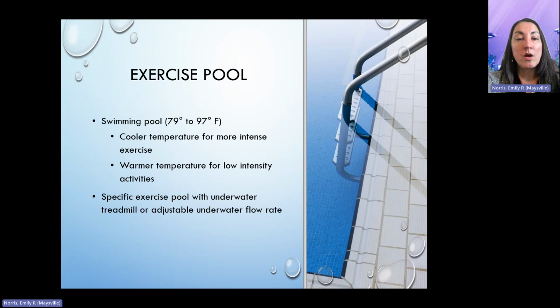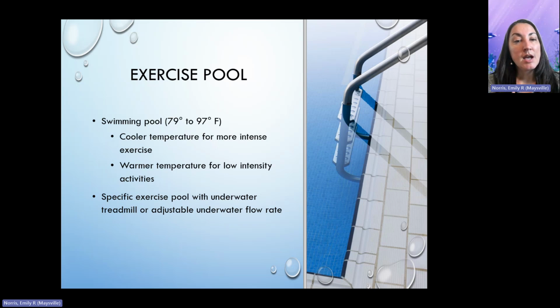With a pool, one of the main things you have to be careful with is the water temperature. So the recommended temperatures are between 79 and 97 degrees Fahrenheit. The cooler temperatures are for more intense exercise, if you're trying to increase alertness, things like that. The warmer temperatures are for more low intensity exercises or for somebody with spasticity that you're trying to loosen up by being in the pool. So you have to just really be a little bit careful which temperature the pool is.